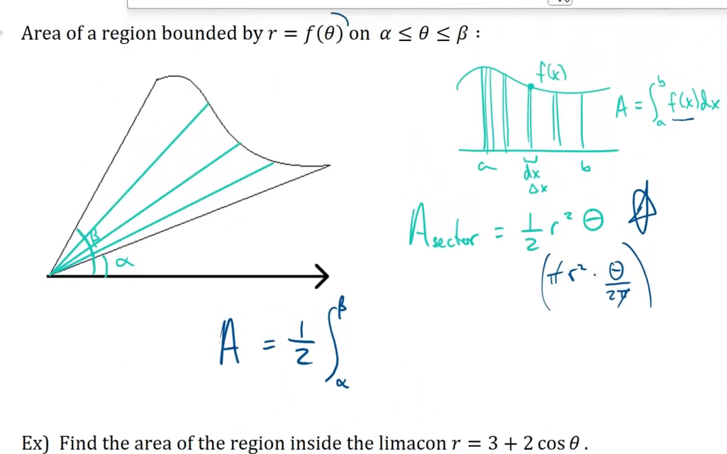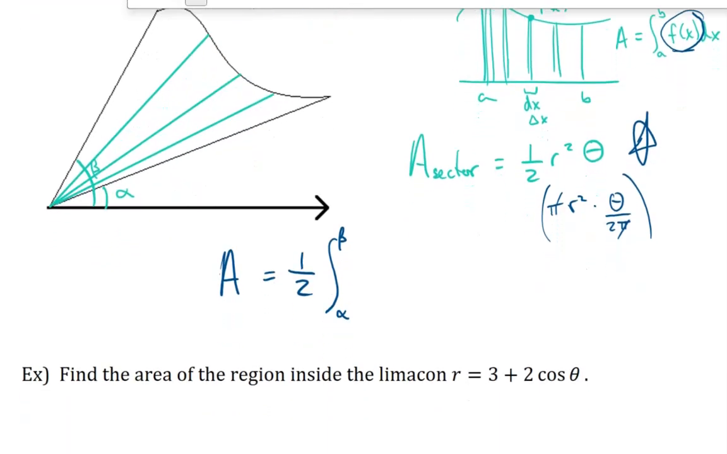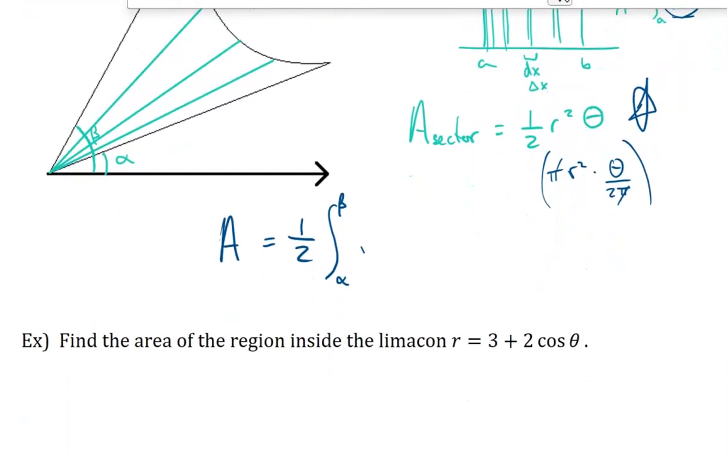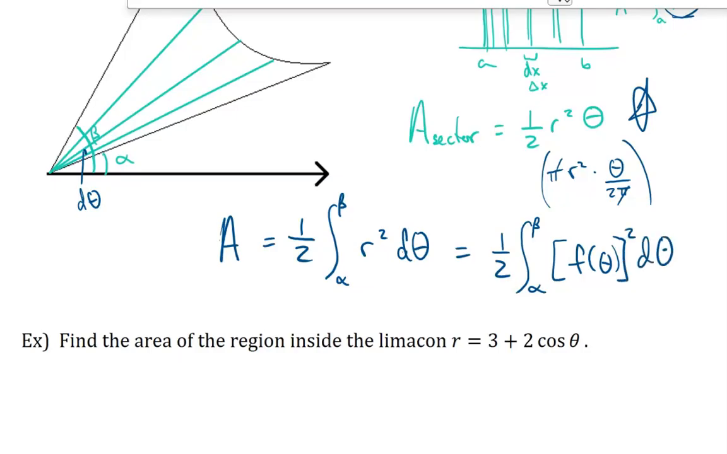We don't just take our function and plug it in the same way we do with rectangular coordinates. It's r squared, and r squared means f of theta squared. So I'm going to write r squared first. R squared times, and then if we would ask what is the really, really tiny thickness of this sector over here, that is a very tiny change in theta, so d theta, okay? Or in other words, 1/2 times the integral from alpha to beta of f of theta squared with respect to theta. All right, there is your formula.